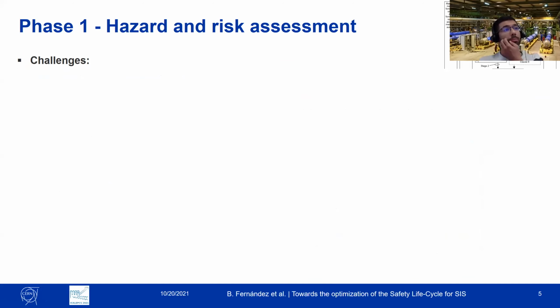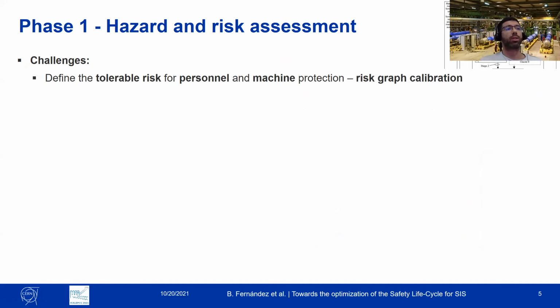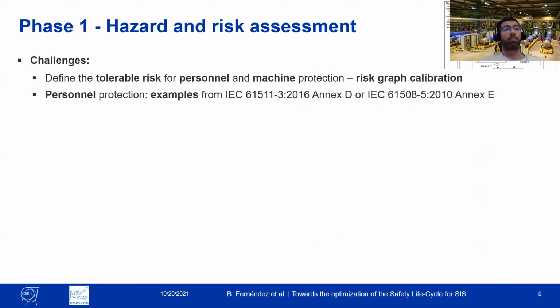So based on our experience, what are the biggest challenges in this phase? The biggest challenge is to define the tolerable risk for personal and machine protection. This is what the standard refers to as risk graph calibration. Actually, for personal protection, the standard gives some examples that eventually could be applied directly to our industrial installations. However, for machine protection, there is no such thing. The machine experts, together with the safety experts, need to get an agreement with the approval of the management.